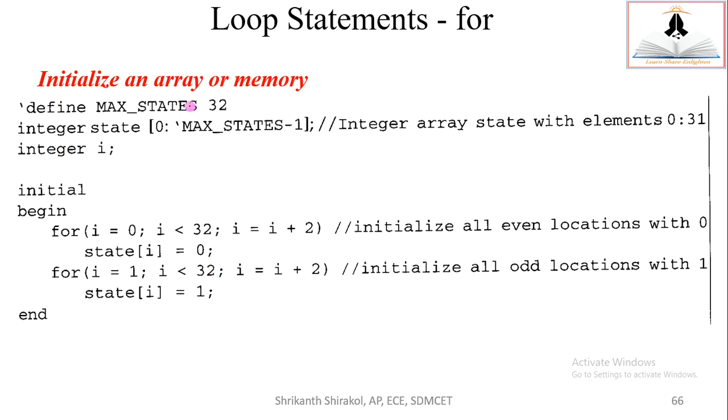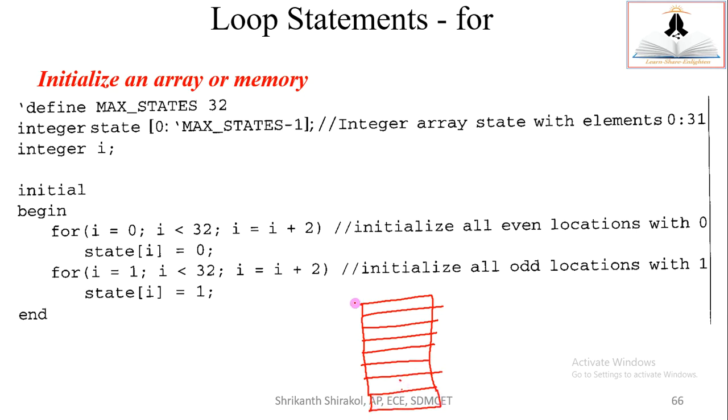Now let me take an example: initialize an array or memory. We shall take one task for us. We have a memory. Memory is like the racks in your room where you keep books. The memory racks will look in this fashion, not as attractive as the racks in your rooms, just for illustration. So this is 0, up to max state minus 1, that is 0 till 32 minus 1, which is 31. This is the number of locations that exist.